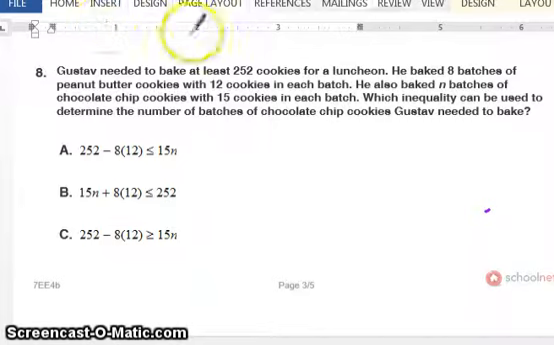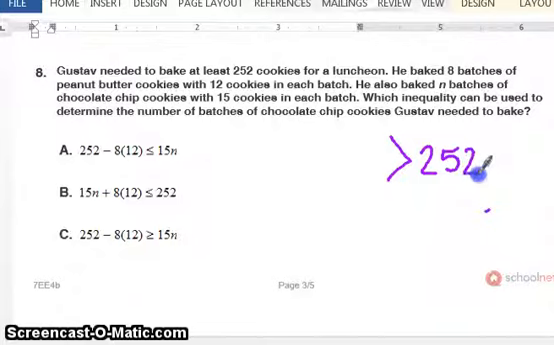When it says at least, this is the least, so he needs 252 or more. 252 is going to be the least amount, it could be equal. That's the least amount he could have. He could have anything more than that.